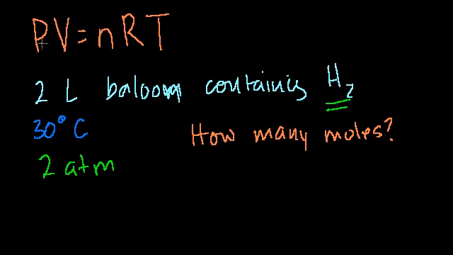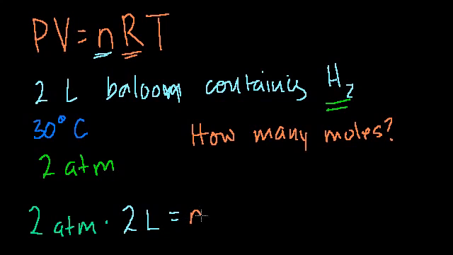So let's apply our ideal gas equation. And since we're dealing with liters and atmospheres, we have to make sure we use the right proportionality constant. Let me write down all of the units. We have 2 atmospheres times our volume, 2 liters, is equal to N, the number of particles we care about, in moles, times R.